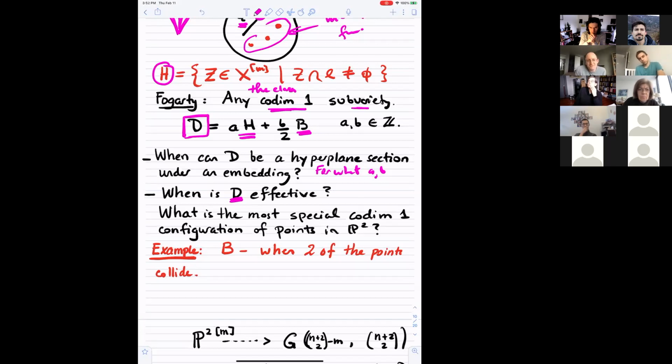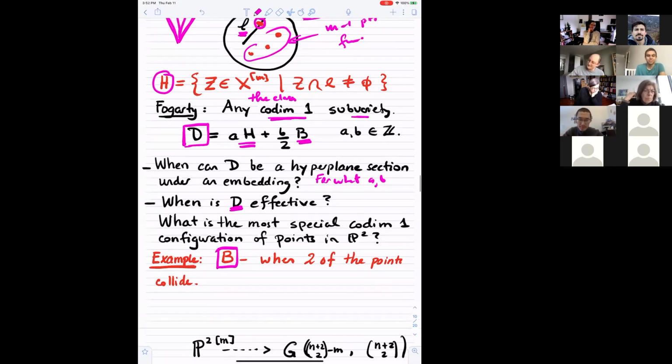There is one obvious answer to this, right? This B is certainly pretty special. Most of the time, if you have M points, they are M distinct points. So 2 of them are colliding. That's pretty special, or it's also not that interesting. It doesn't depend on M, and we understand it.